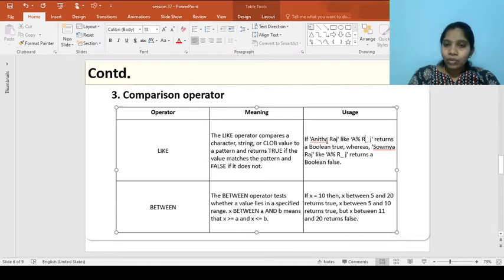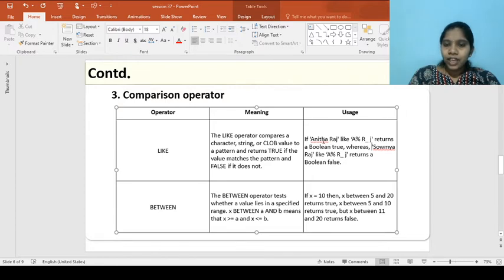If a value is according to the pattern, it returns the true value. If the value is against the pattern, that means if the value does not match the pattern, in such a case it returns the false boolean value.